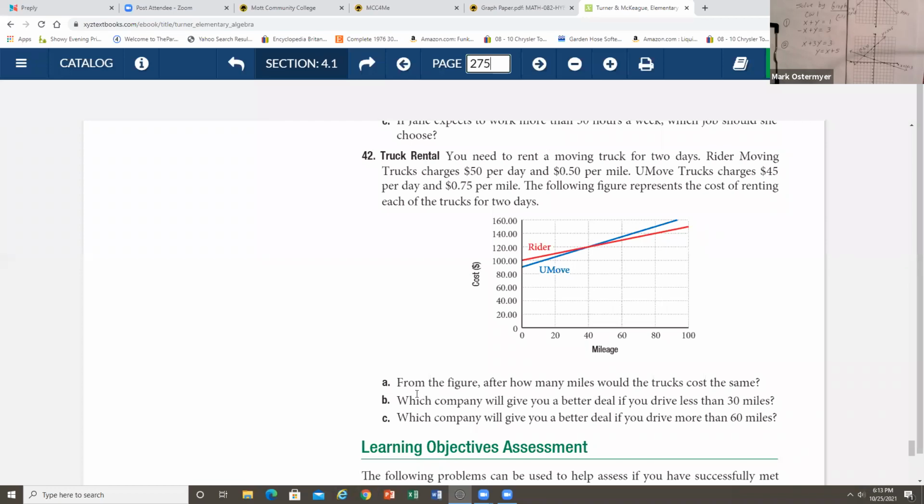For problem 42A, it says from the figure, how many miles would we have to drive, ladies and gentlemen, both trucks for the two different moving companies in order for the trucks to cost the same? In order for the cost of both these trucks to be equivalent, the same, how many miles would we have to drive each truck?